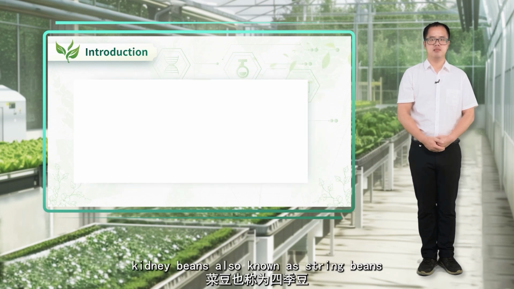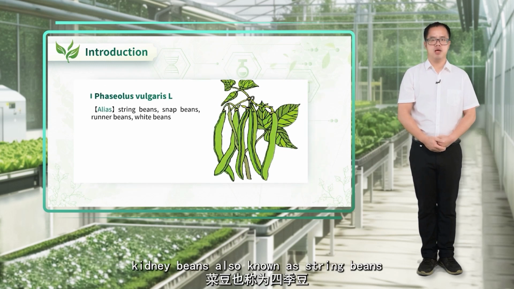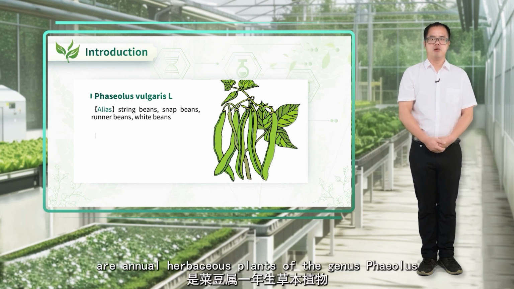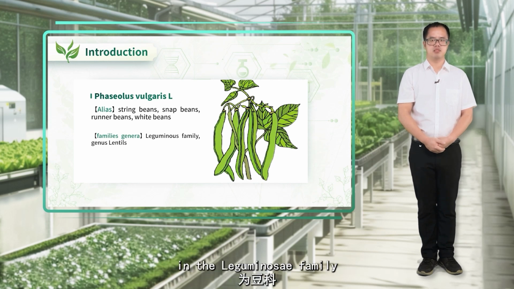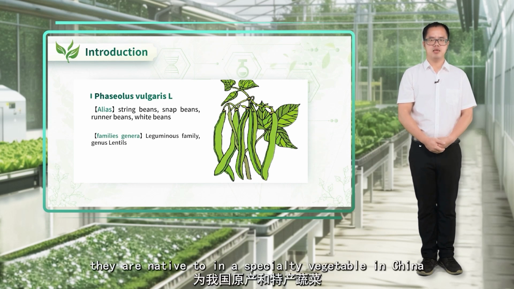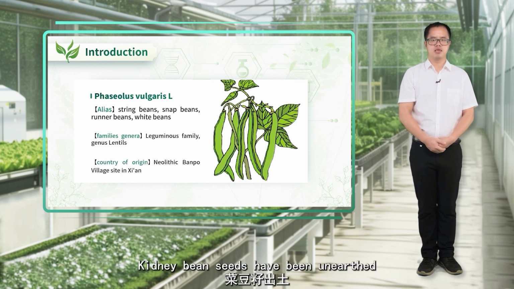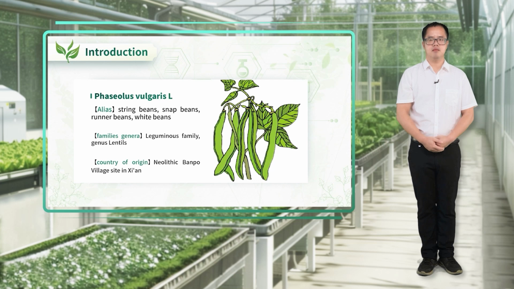fresh. Kidney beans, also known as string beans, snap beans, runner beans, and white beans, are annual herbaceous plants of the genus Phaseolus in the Leguminosae family. They are native to and a specialty vegetable in China, with a long cultivation history. Kidney bean seeds have been unearthed from the Neolithic Banpo village site in Xi'an.